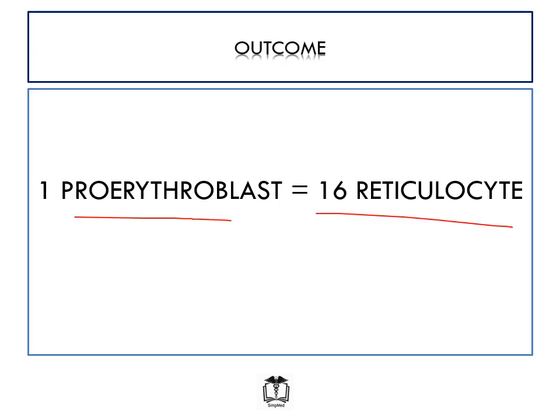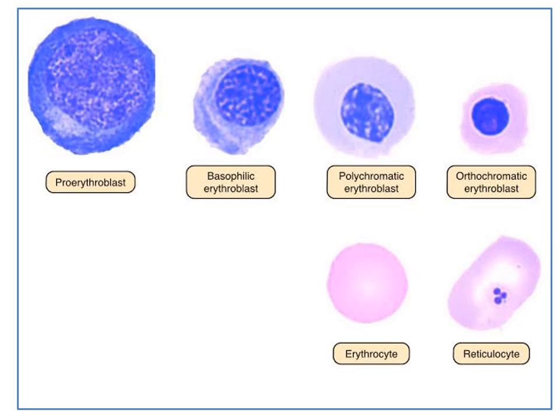I'll tell you how we arrive at this figure in the next slide in terms of the divisions that the pro-erythroblast and its fellow precursor cells tend to undergo. So we go from one pro-erythroblast undergoing division and differentiation to form two basophilic erythroblasts. Then the two basophilic erythroblasts will give rise to four polychromatic erythroblasts once they undergo cell division and differentiation. Then the four polychromatic erythroblasts undergo cell division and differentiation to form 16 autochromatic erythroblasts.